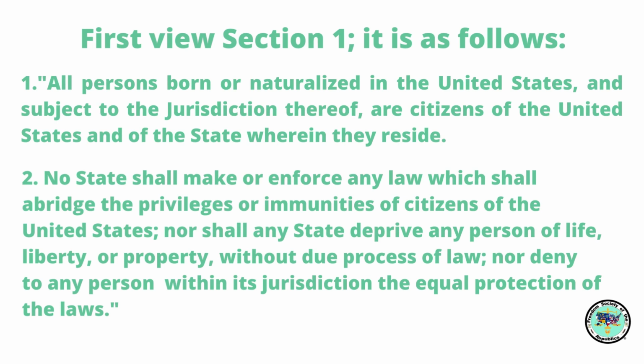All right, first view, Section 1. It is as follows: All persons born or naturalized in the United States and subject to the jurisdiction thereof are citizens of the United States and of the state wherein they reside. No state shall make or enforce any law which shall abridge the privileges or immunities of citizens of the United States, nor shall any state deprive any person of life, liberty, or property without due process of law, nor deny to any person within its jurisdiction the equal protection of the laws.